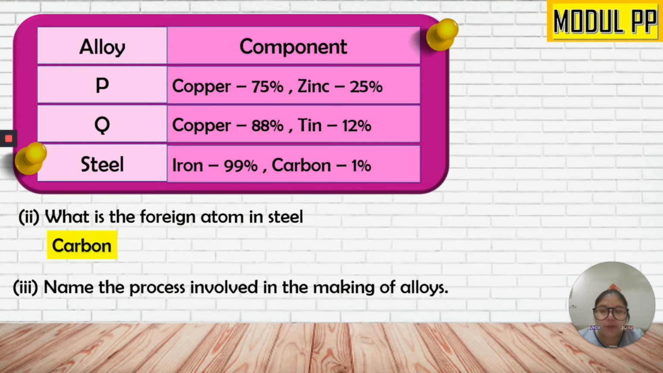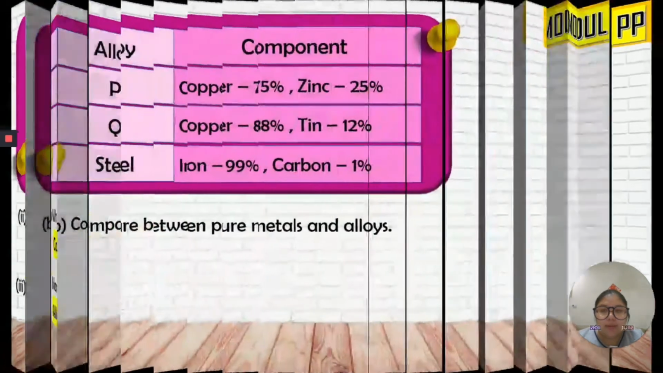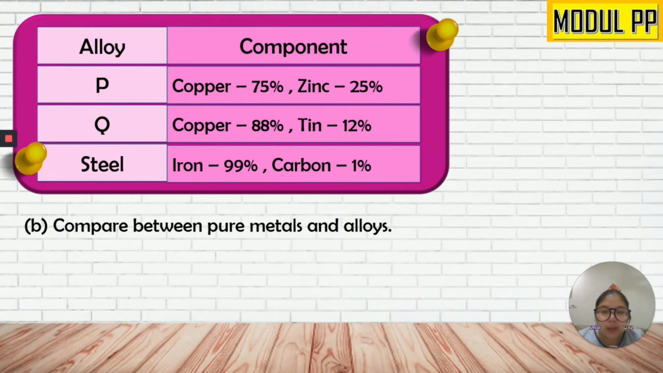Then we go and see the number 3. Name the process that is involved in making the alloy. The process name, everybody knows there's an alloy. Okay, B, we need to compare between the pure metal and also alloy. So we know pure metal should become soft, alloy is stronger. Another one, a pure metal has the same atoms joined together, and the size must be the same.